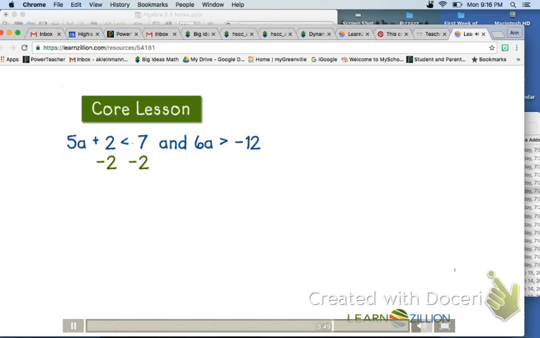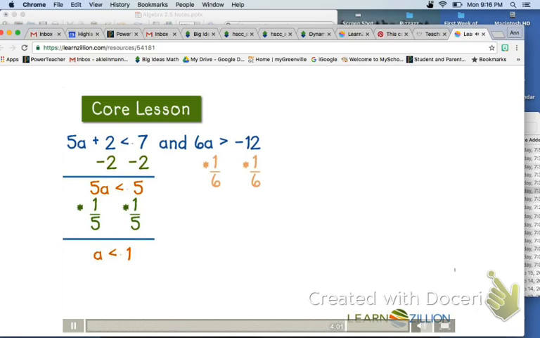So let's solve the one on the left here. We need to subtract 2 from both sides. Then we have 5a is less than 5. Multiply by 1/5 because it's the multiplicative inverse. And then we have a is less than 1. Then to solve the right-hand side one, multiply by 1/6. And then we have a is greater than negative 2. So our solution here is a is less than 1 and a is greater than negative 2. Any number that we choose for a must satisfy both of those.